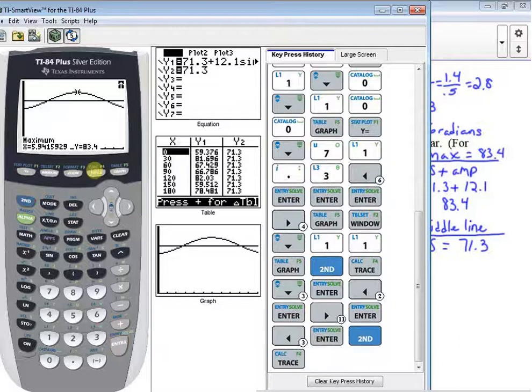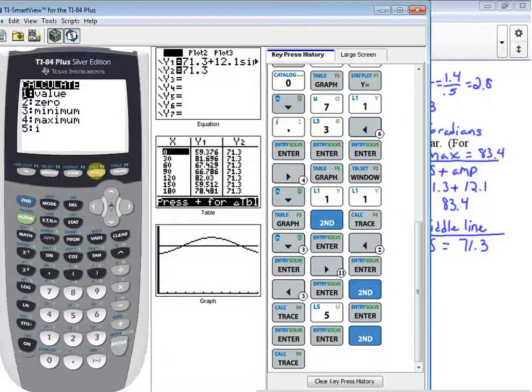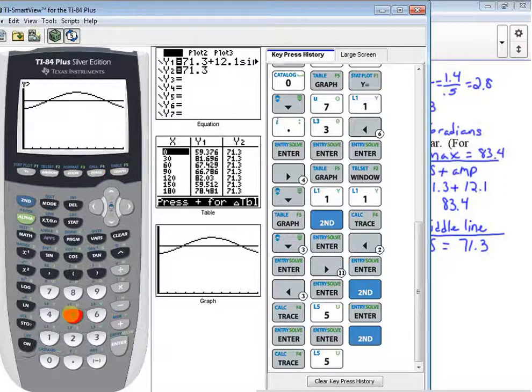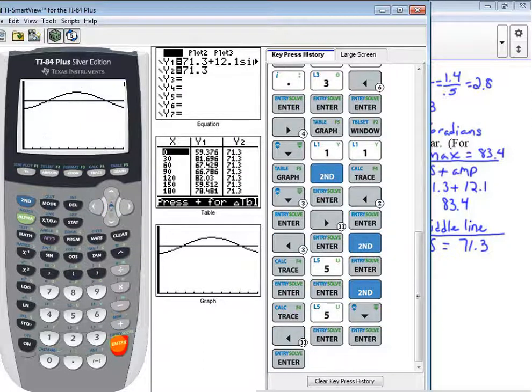So I'm going to go second trace intersect, and enter, enter, enter. So it gives me one of them, which is 9.08, 71.3. And then second trace intersect again. I'm going to hit the down arrow, and then I'm going to go over. I need to get my intersection over there. There we go. Perfect. And then enter, enter, enter. So now that is 2.8, 71.3. So I've got those points.